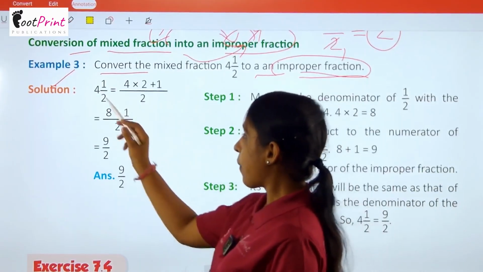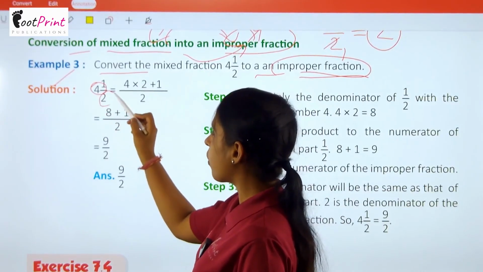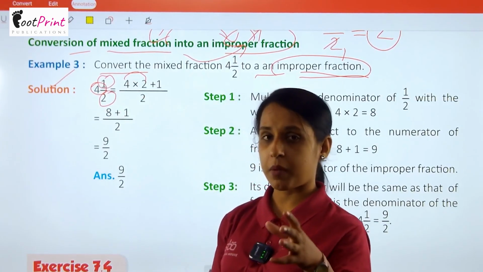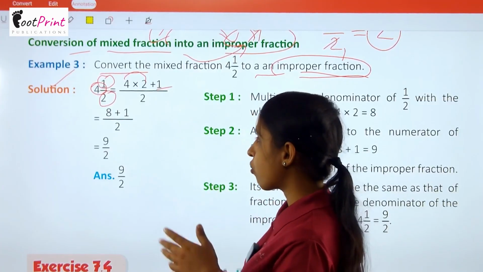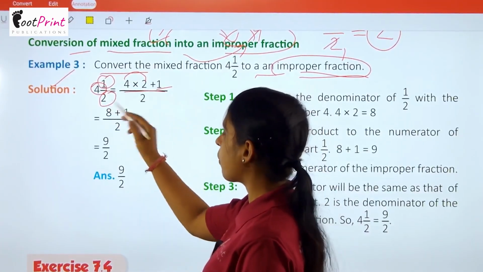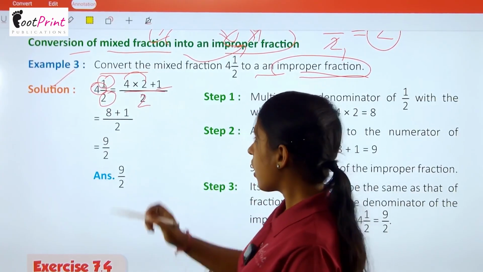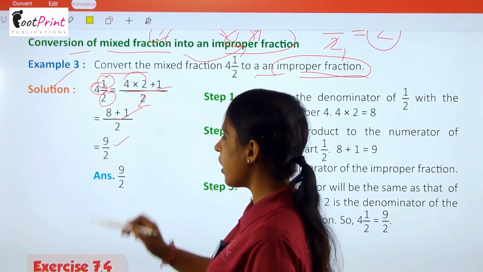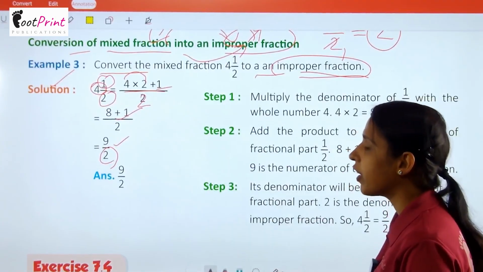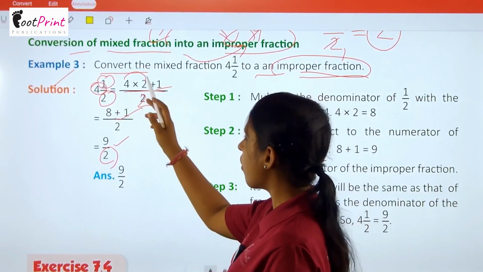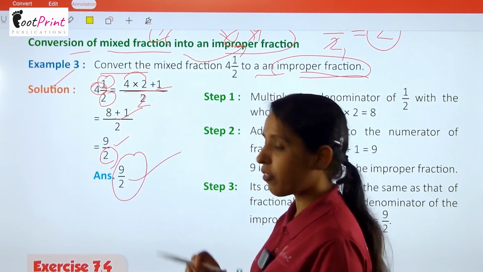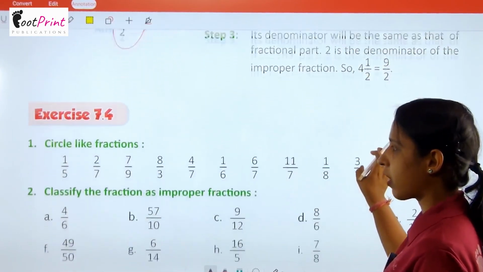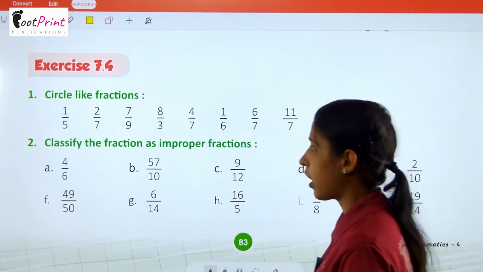तो कैसे करेंगे, पहले जो हमें whole number है उसको हम denominator से multiply करेंगे, that is 4 into 2, and जो हमारा numerator है उसको हम add करेंगे, और जो denominator है वो same रहता है, तो denominator 2 था वो 2 ही रहेगा, ठीक है. Here 4 2s are 8 and plus 1 upon 2, 8 plus 1 is 9 upon 2. So after converting mixed fraction 4 whole 1 by 2, we will get improper fraction, that is 9 by 2.